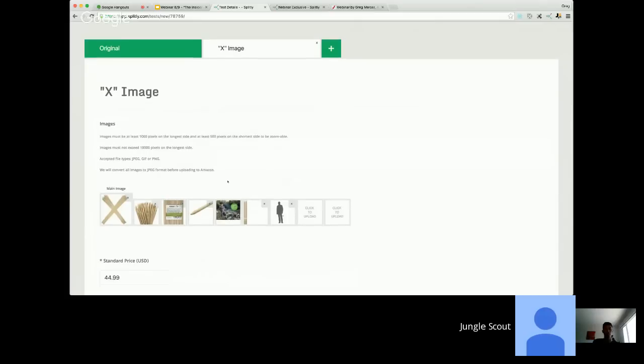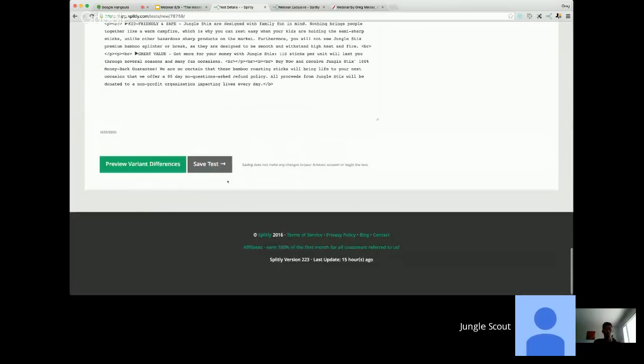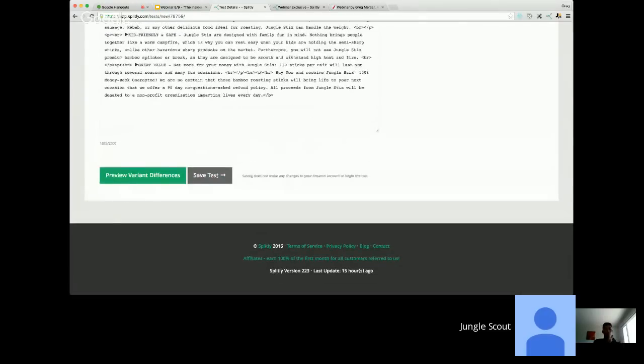If that's what I want to test, this would be all I needed to do. I'd go down here, save the test, and then start running it. And that's literally all you have to do. Like I said, within a few minutes you can sync up your account, create the test like that, hit go, and then Splitly takes care of everything. Like I said, it'll email you when it finds which one wins in a few weeks. That's it.